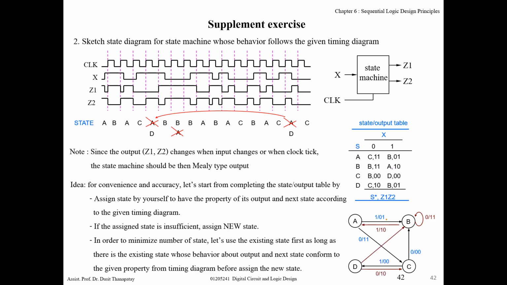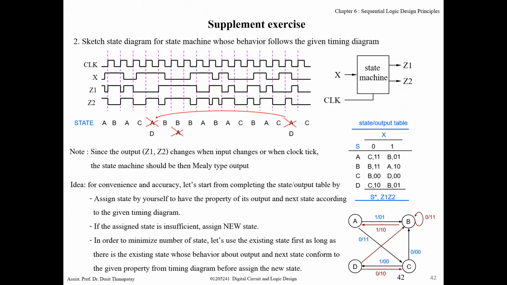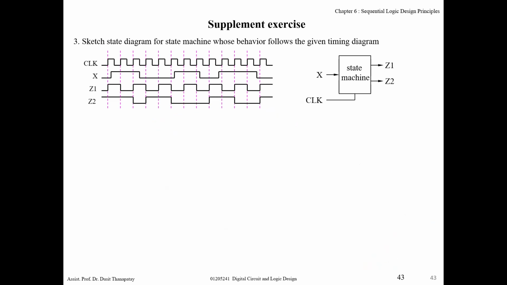In this case, I write down the value of input X right here and output Z1, Z2 on the state diagram. Okay, and the next, example 3, same question but with a changed timing diagram.